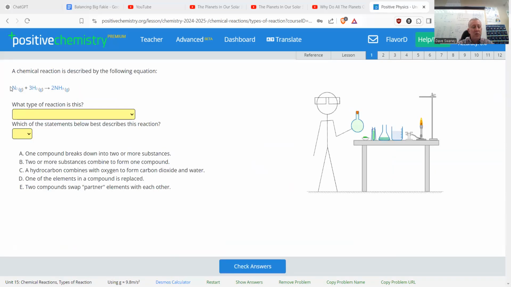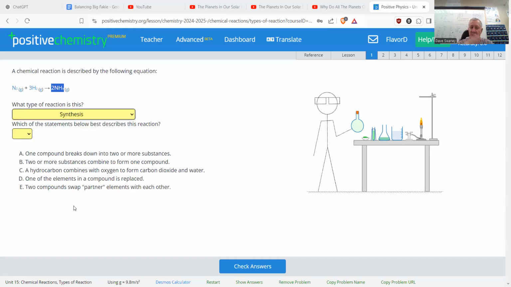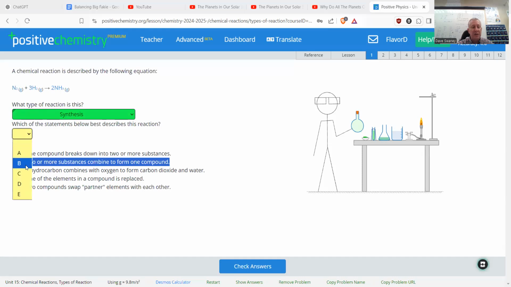Here we have 2 elements coming together to make one kind of molecule or compound. So that is going to be a synthesis, meaning making. All it does is make. It doesn't break anything up. It doesn't have 2 pairs switching items and so forth. So it's synthesis. See that? And because 2 or more substances combine to form one compound. So that is B.